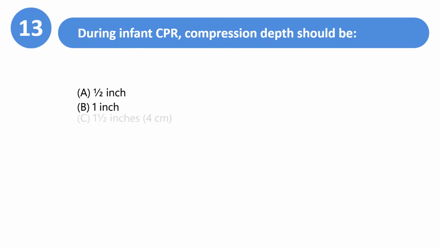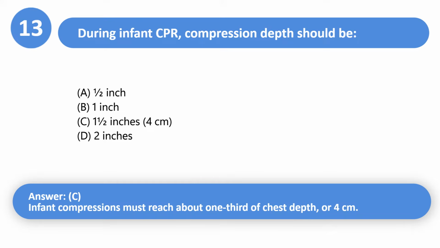During infant CPR, compression depth should be: A. Half an inch. B. 1 inch. C. 1.5 inches, 4 centimeters. D. 2 inches. Answer, C. Infant compressions must reach about 1/3 of chest depth, or 4 centimeters.